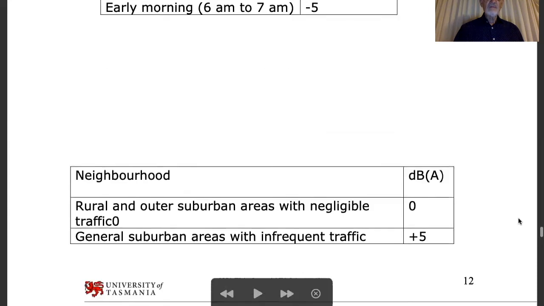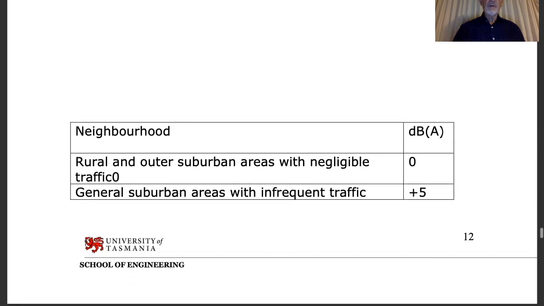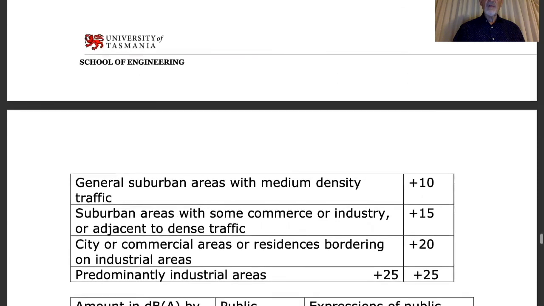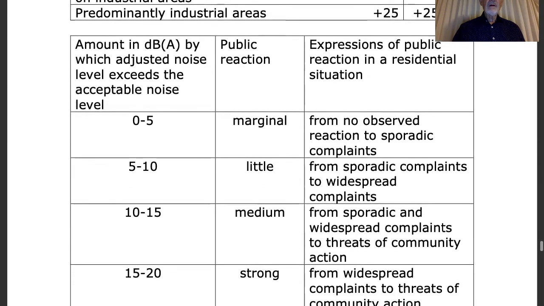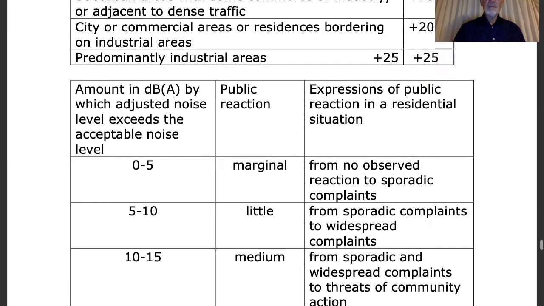Then you have a look. Oh, and there's a neighbourhood. If you're in rural or outer suburban areas, no adjustment, but if you're in a general suburban area, +5, or heavy traffic, +10, and so on and so on. So now you look at the amount in decibels, dBA, by which the adjusted noise level exceeds the acceptable noise level. And this is what I call the bottom line.